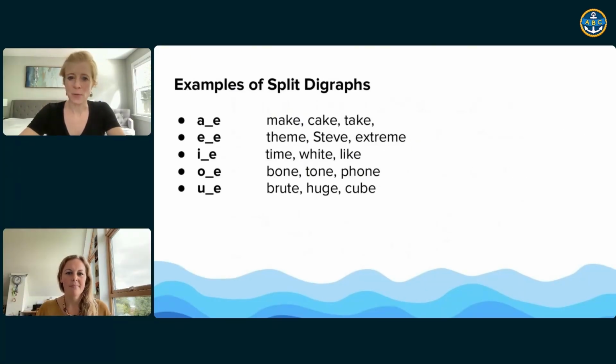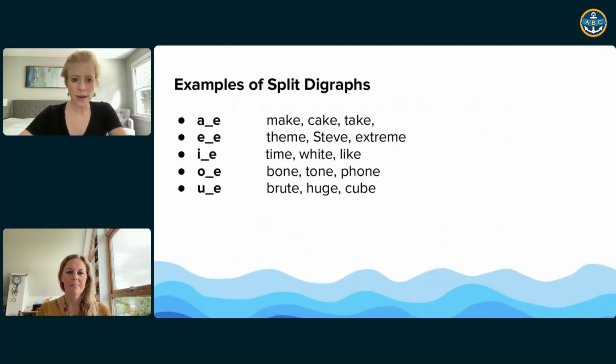Here you can see some examples of common split digraphs. We have a_e, e_e, i_e, o_e, and u_e. Usually this is how we write them in our manuals, so you'll see it with a vowel, underscore, second vowel. That means it's a split digraph. Interesting thing to note at the end with the u_e is we actually have 2 pronunciations for this split digraph. It can either be the oo sound, as in brute, or the yoo sound in huge or cube. So just a little asterisk there to note when you're passing that on to your learners.